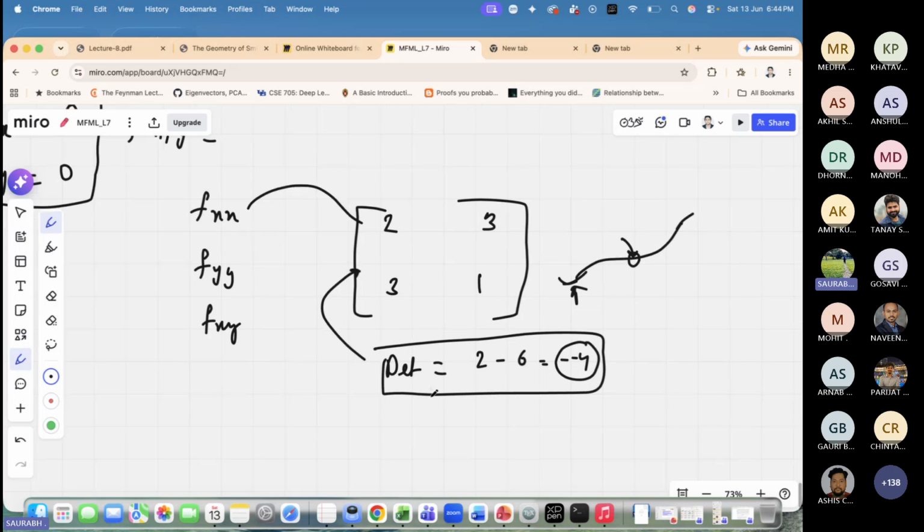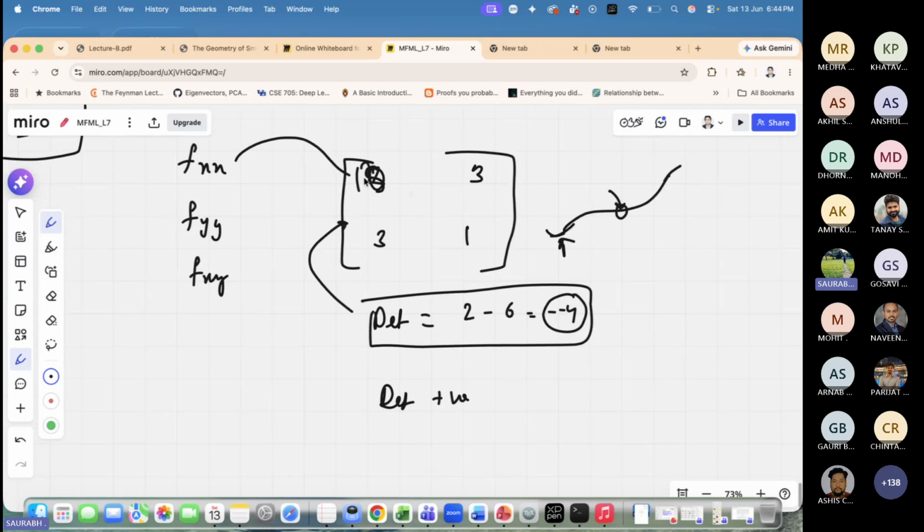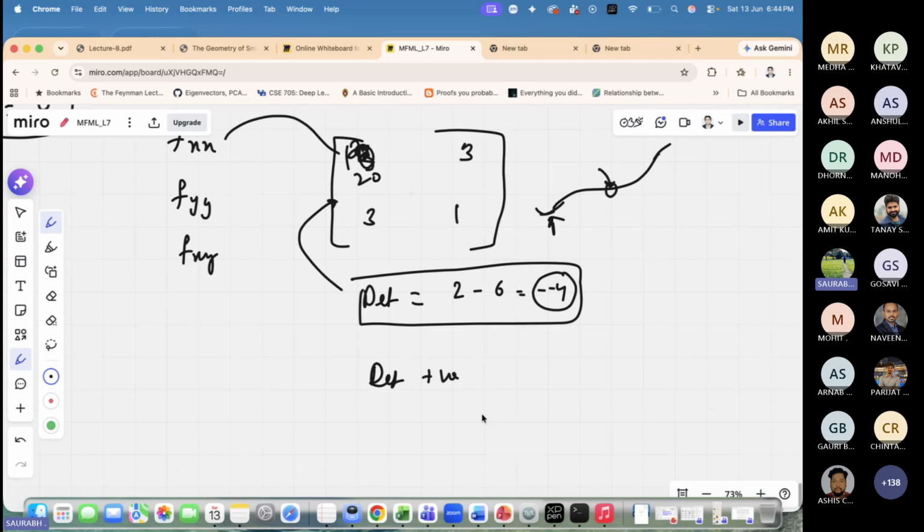If somehow the determinant is positive, let's say you would have got 10 here and 20 here. So 20 minus 9, it should be 9 actually, then that value would have become 11. Because the determinant is positive, you can have both things, maxima and minima.